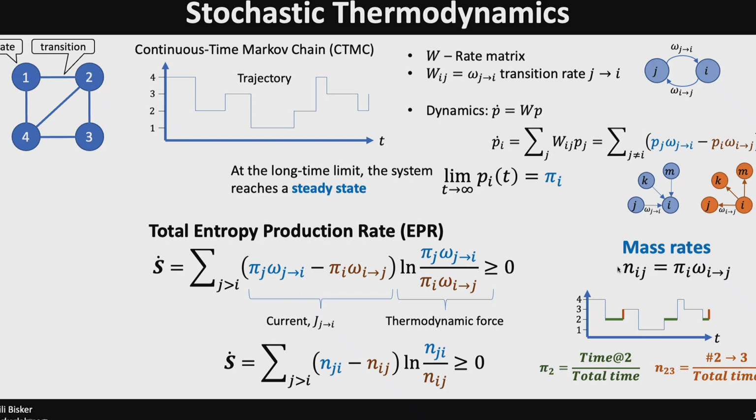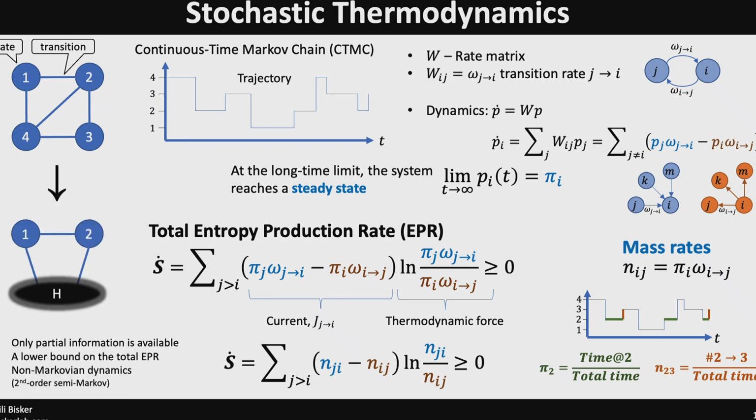Okay, so I can also write the entropy production rate using the mass rates, so this is a more compact form. And the issue that we're dealing with, or we're interested in, is the issue of partial information. So this is a very simplified example. So imagine that I cannot resolve between state 3 and 4, and I can only see a single lumped, coarse-grained state, that I label H for hidden. And this is the only information that I can have about the system.